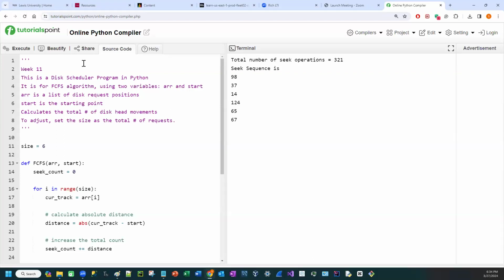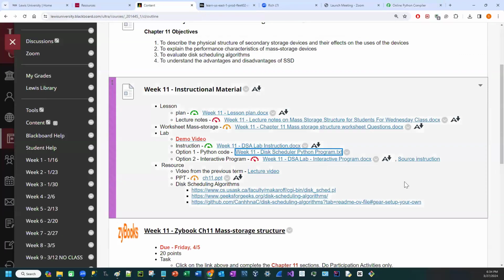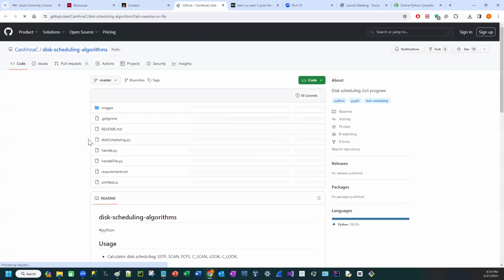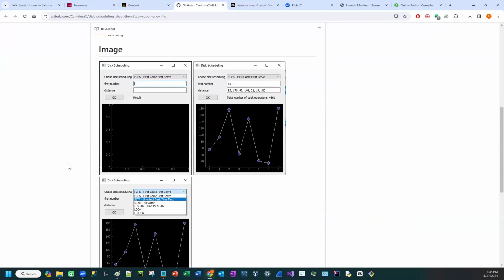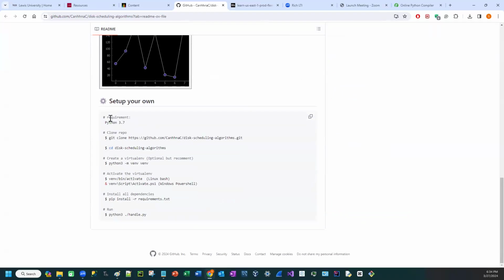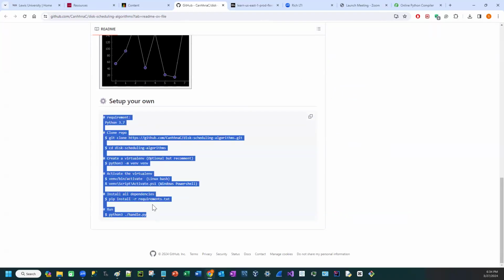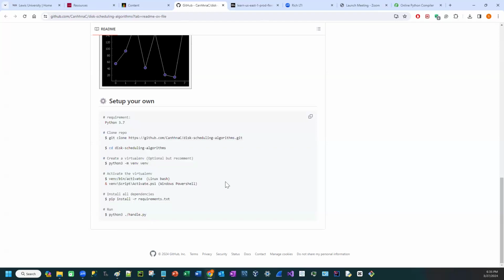Okay. Or if you want to say, well, that's just too childish, I'm insulted, I want to do the other one, I'm in the computer program. So like I may have mentioned to you, all you need to do is go to this source instruction. And this is not mine. This is already posted publicly for people to use. And here's a disk scheduling algorithm in the GitHub. And on the bottom, it tells you how to set it up. Okay, so all you got to do is just follow this step, and you can run it on Git Bash or whatever you want to use.